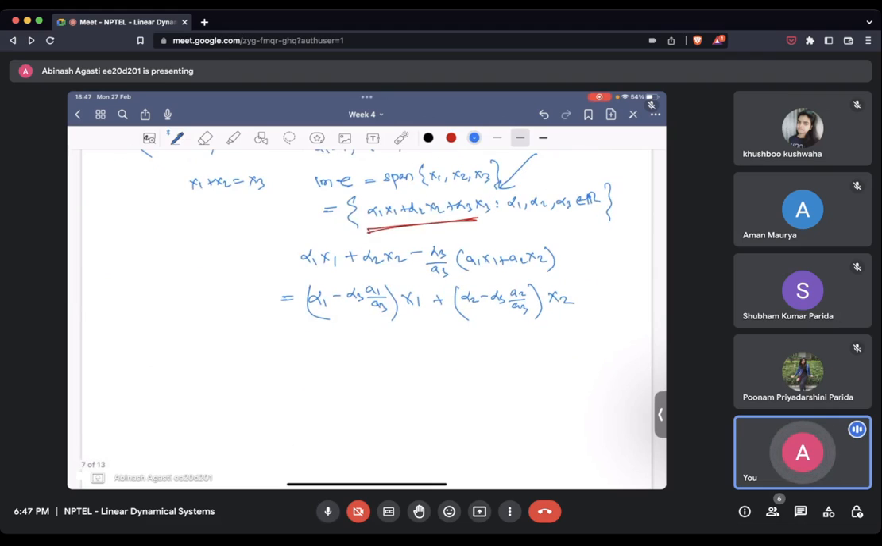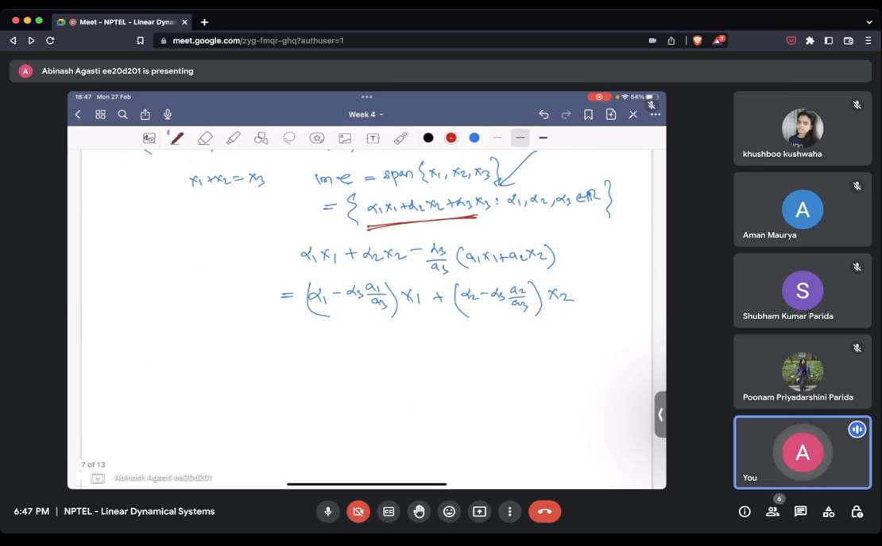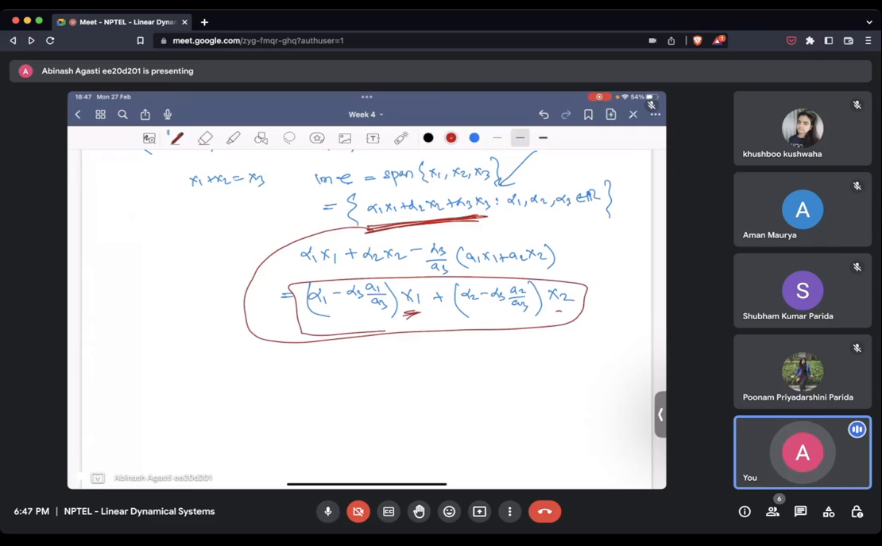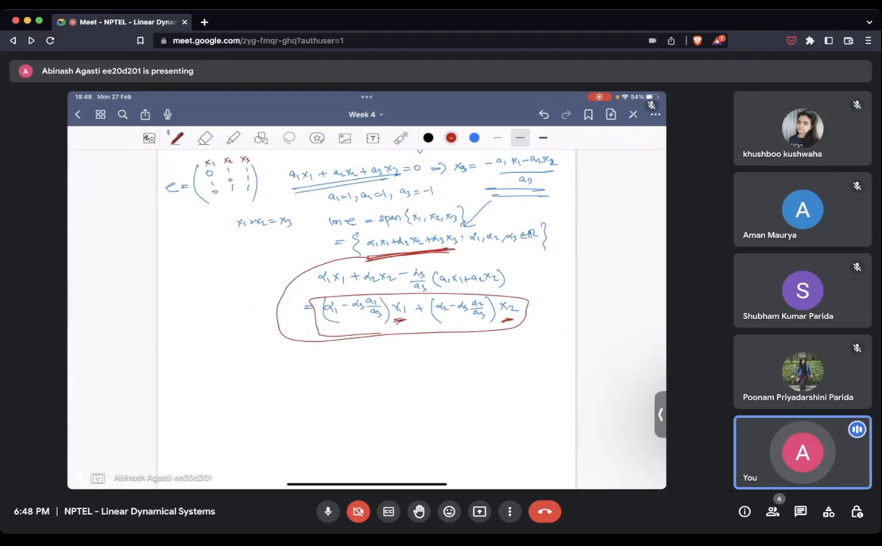So any linear combination of these three vectors, since these three vectors are linearly dependent, this linear combination can be written as a linear combination of only these two vectors x1 and x2. Is this part clear? Yes, sir. Okay.